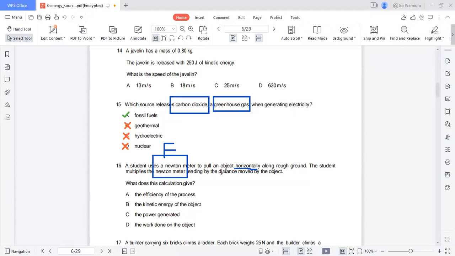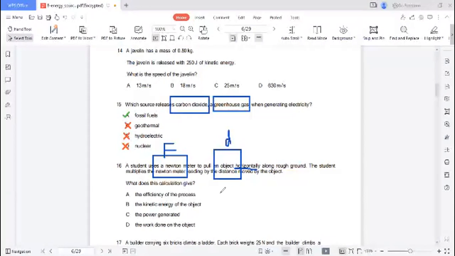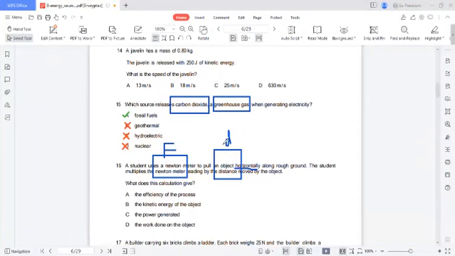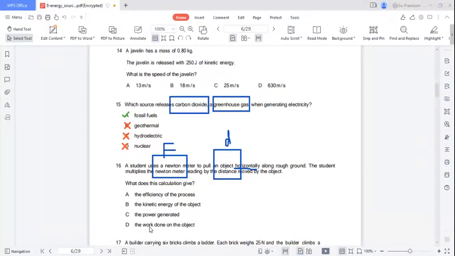The student multiplies the reading by the distance. So we know that distance times force is actually the work done. And when it is moving horizontally along a ground surface, it is the work done, which is related with the kinetic energy of the object. Force into displacement is work done. And work done in this case is kinetic energy. So work done on an object and the kinetic energy of the object. And I am sure that it's kinetic energy.